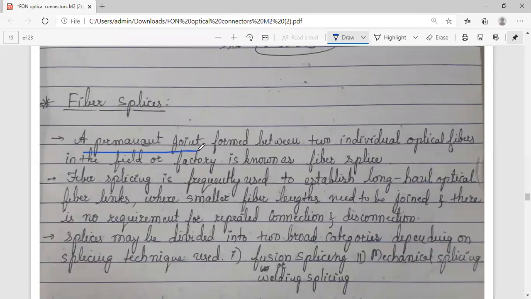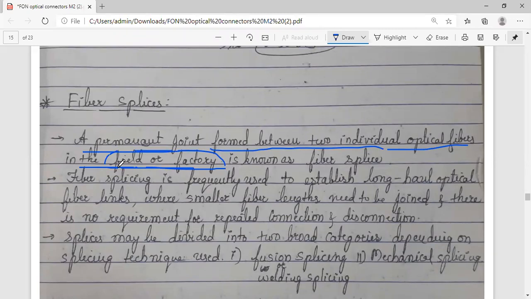It is a permanent joint formed between two individual optical fibers in the field or the factory. So there are again two cases here. Either you can do this fiber splicing in the field, that is while doing the cabling. If you are going to some area and there you want to splice, you can have the fiber splicing in the field.